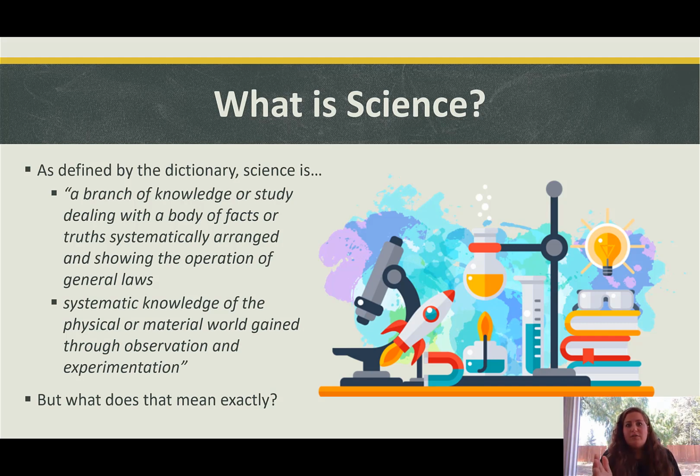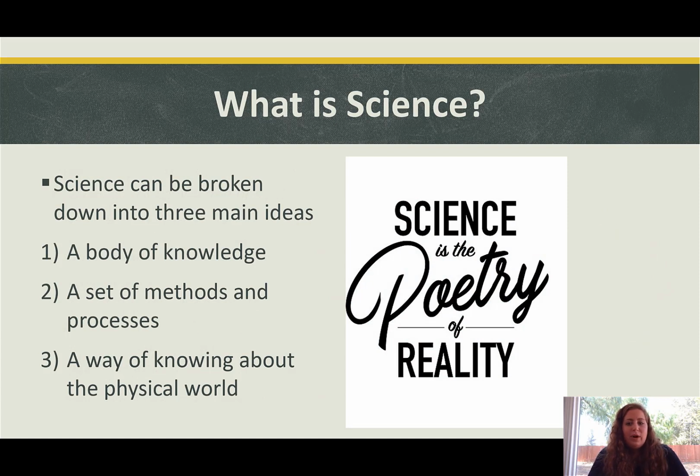Let's take all the different sources that have defined science and put them together to come up with a simple, straightforward, cohesive definition of what science is exactly. So what I found is it can be broken down into three main ideas. First, science is a body of knowledge. Second, it's a set of methods and processes. And third, it's a way of knowing about the physical world.